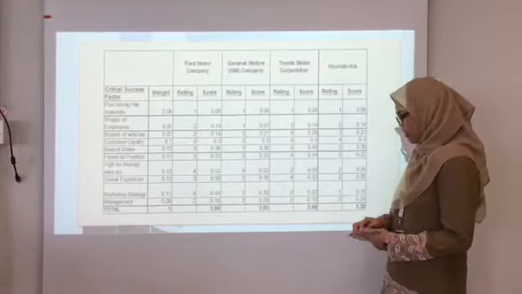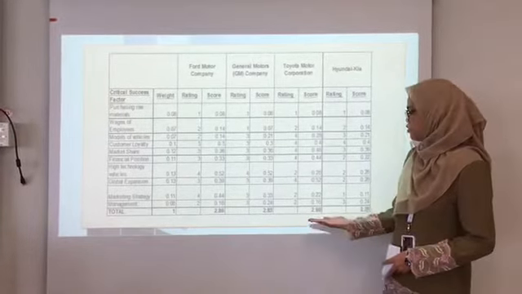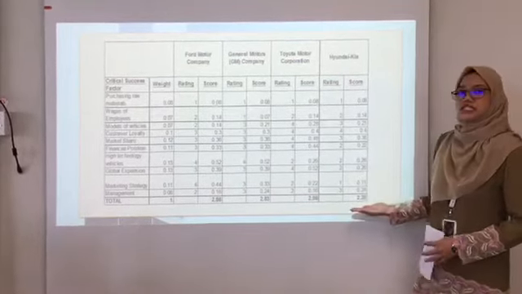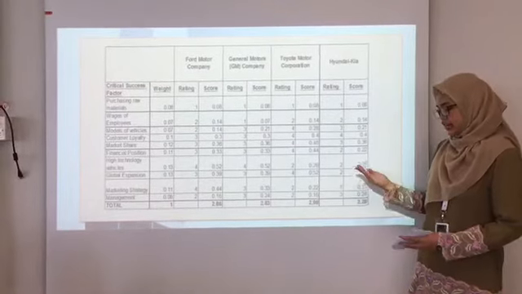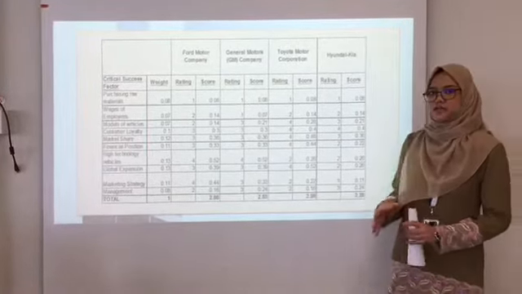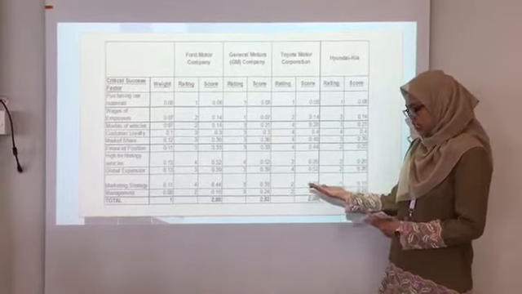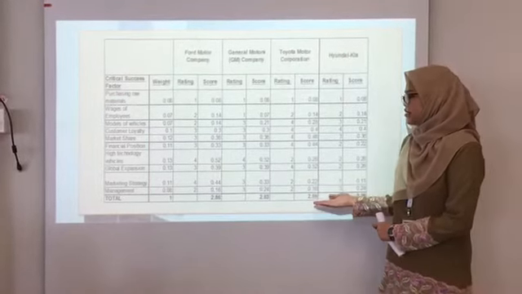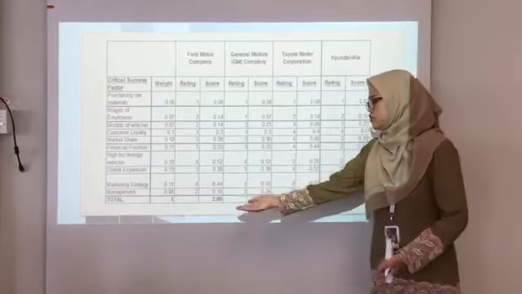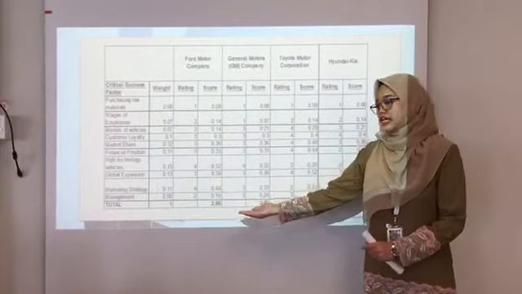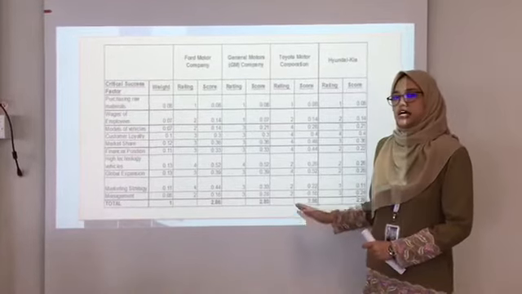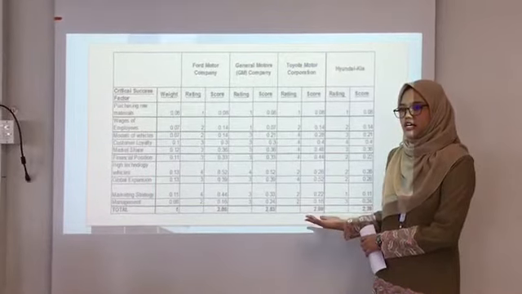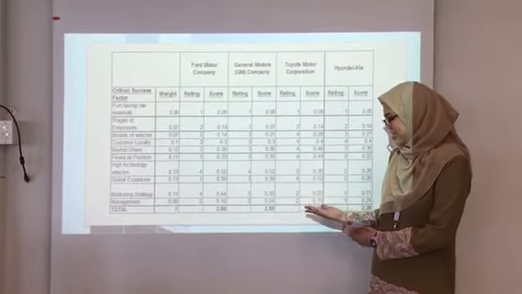And also overall, we can see that Toyota Motor Corporation is the stronger competitor, and the weakest competitor is Hyundai, Kia. However, just because Toyota Motor Corporation received a 2.98 total weighted score, it doesn't mean that Ford Motor Company, with a difference of 3%, is better. It's just that Toyota Motor Corporation is a bit better in some areas.